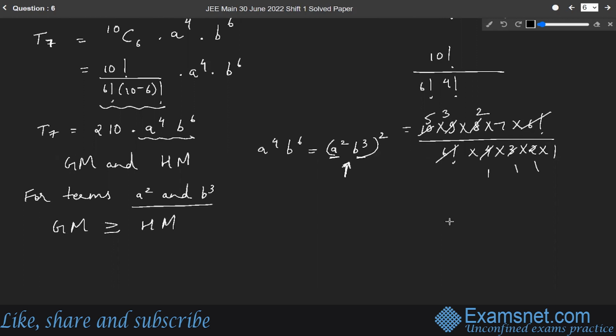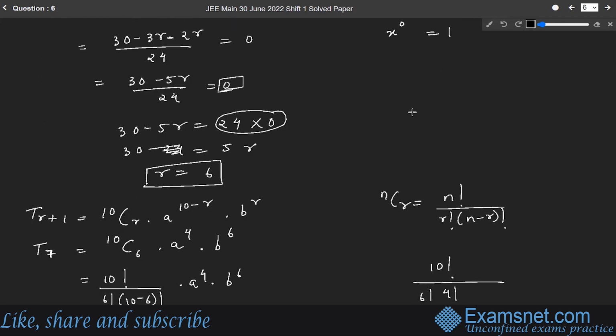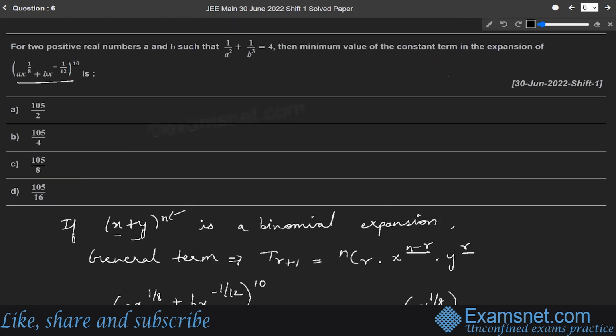And for these two terms, the square root of the product of the two terms will be greater than or equal to 2 divided by 1 upon a square plus 1 upon b cube. Okay, this is the basic relation between the geometric mean and the harmonic mean for the two terms a square and b cube. You have to remember this basic formula to solve this question, right? Now in the question we have a value. The value of 1 upon a square plus 1 upon b cube is equal to 4.